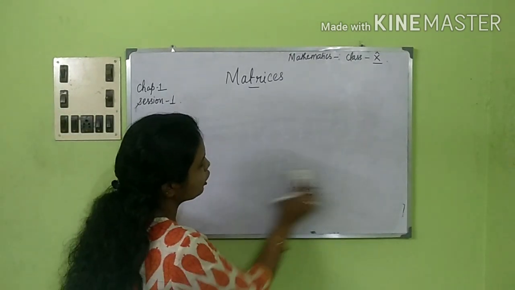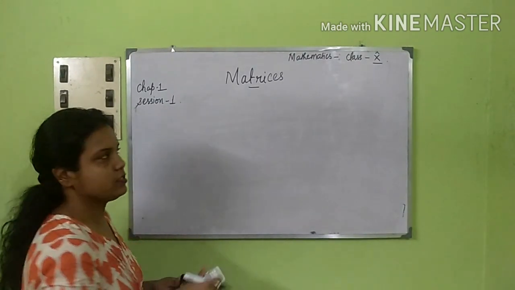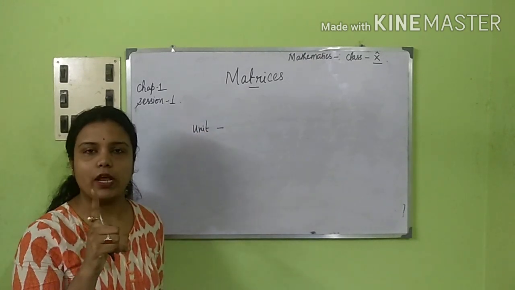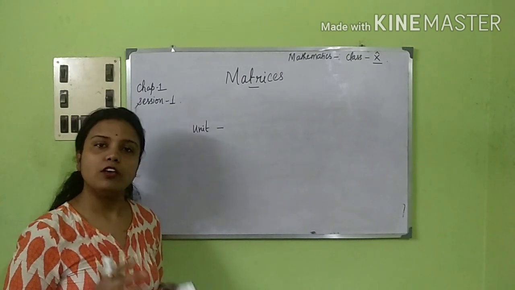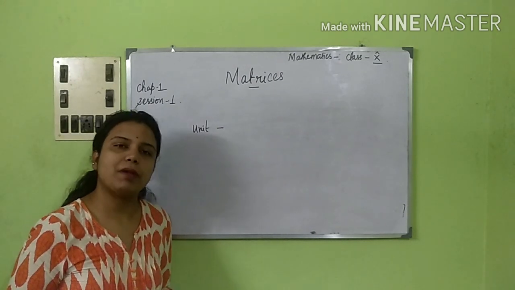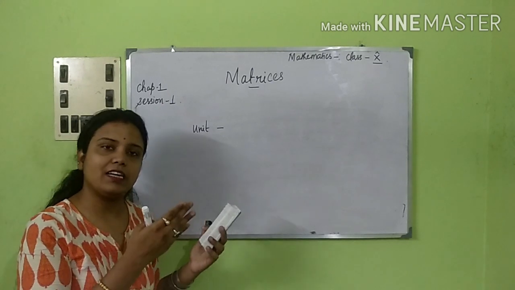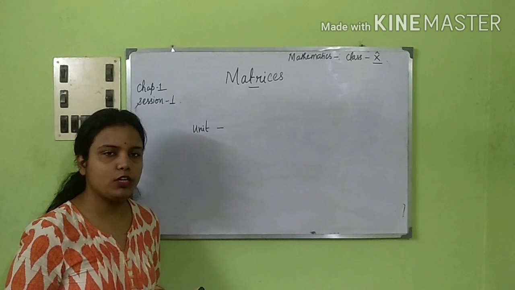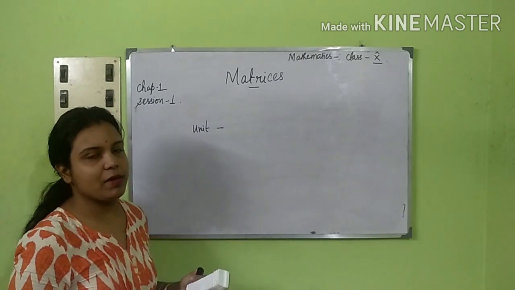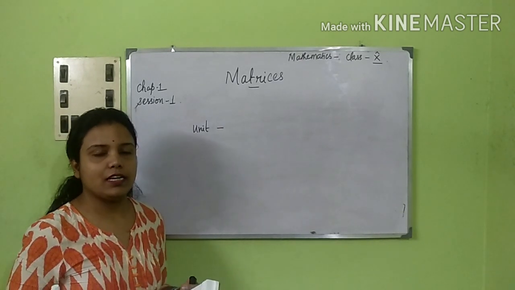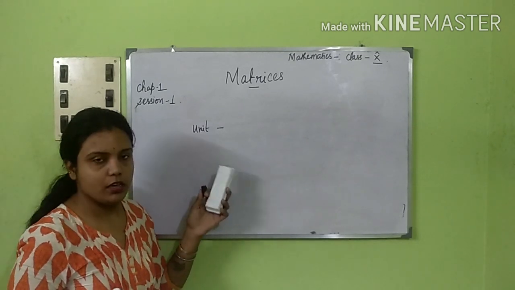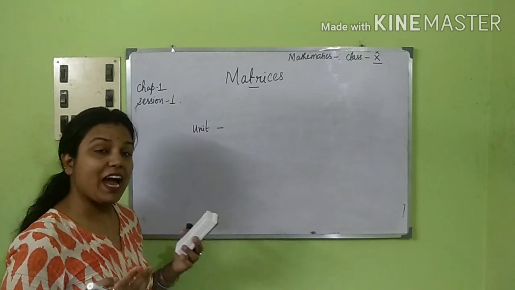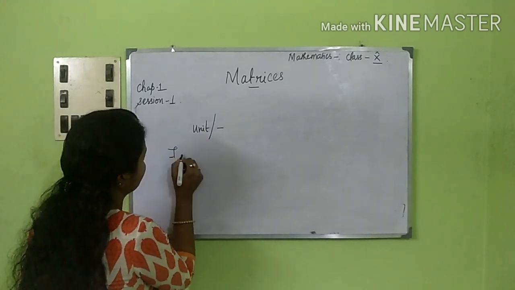Next, coming to unit matrix. What is a unit matrix? Unit matrix means its diagonal elements will be 1 and the rest of the elements will be all 0. Just like a diagonal matrix, but in a diagonal matrix the diagonal places were non-zero, other than 1, or they can be equal to 1. But whenever a diagonal matrix has all the diagonal non-zero numbers as 1, we call that matrix a unit matrix, or identity matrix.